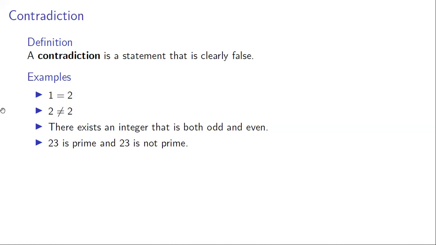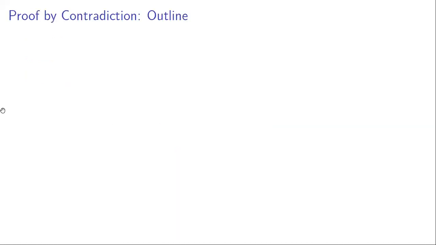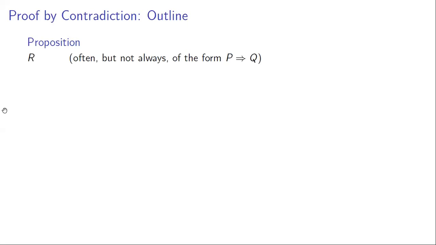Okay, so now we're going to use this idea of contradiction to help us with a new type of proof. Here's an outline for proof by contradiction. We start out with a proposition. In the earlier proofs that we learned about, the proposition was always of the form if P then Q. It was an if-then. But for proof by contradiction, that's actually not necessary. You can start with a proposition R, just a claim. It often is of the form if P then Q, but it doesn't have to be of that form.